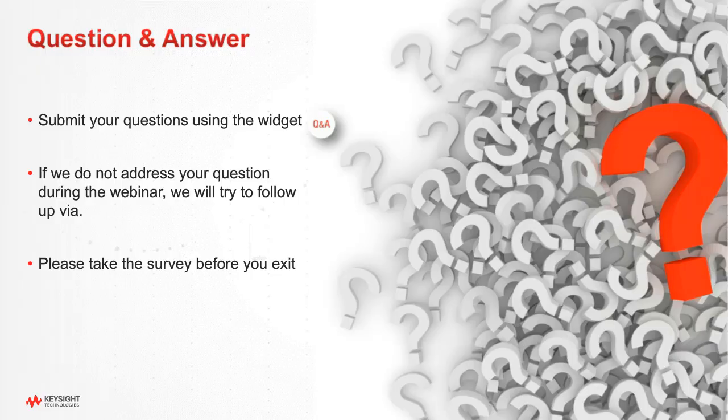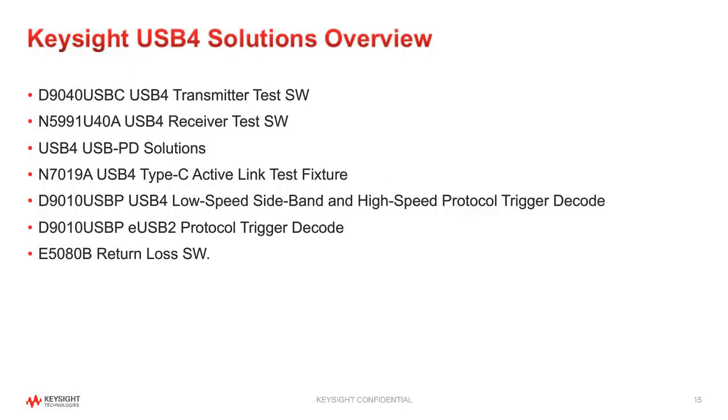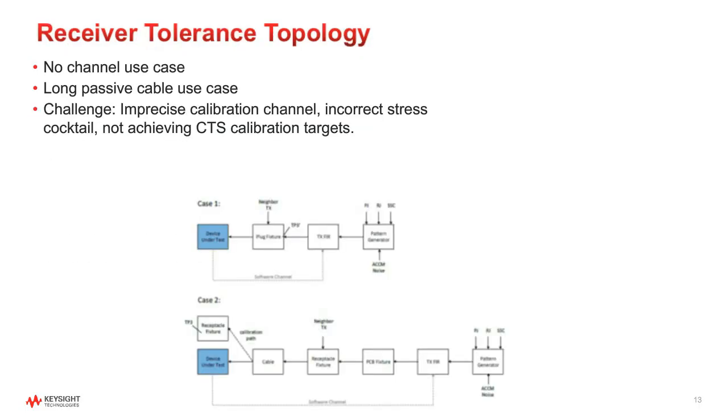So I'm going to go back to slide 15. I'm not sure if I can push it. I'll try and push it. If I can push it, great. If not, I'm sorry, but I think the slide's available. So the answer is, the first part is Valiframe. It's the second bullet, Aurelio: N5991U40A, USB receiver test software. So that's the software you need. And you mentioned link training. So that's another fantastic question. For that, Aurelio needs to get to the next part.